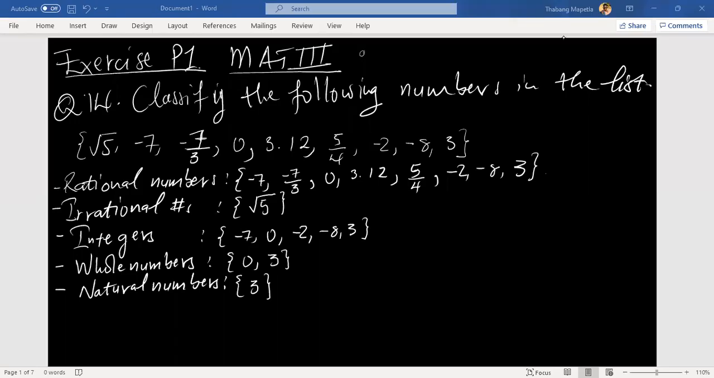Okay, hello guys. Here we are today. We are to do the exercise of P1, with respect to the video that I've just done. Question number 14 says classify the following numbers in the list. So the list is here.